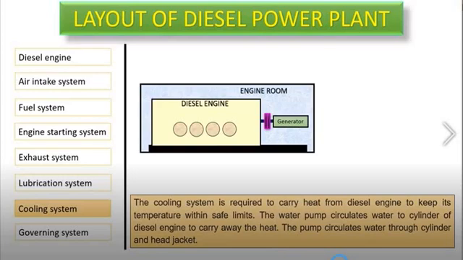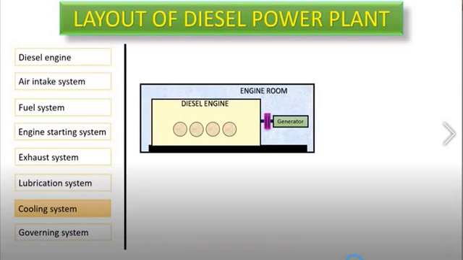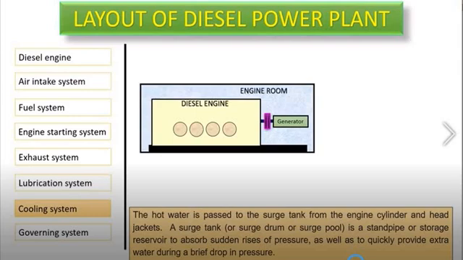The cooling system is required to carry heat from the diesel engine to keep its temperature within safe limits. The water pump circulates water to the cylinder of the diesel engine to carry away the heat. The pump circulates water through the cylinder and head jacket. So the cooling water will be circulating around the cylinder head and the cylinder block also. The hot water is passed to the surge tank from the engine cylinder and head jackets.